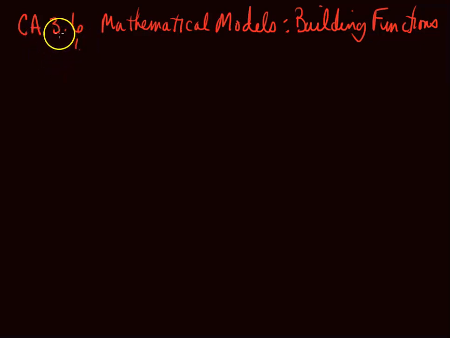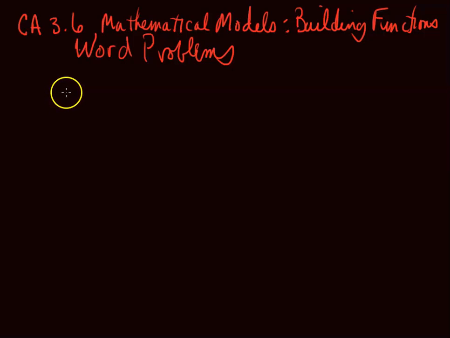College Algebra, Chapter 3, Section 6, the last section in Chapter 3, Mathematical Models, Building Functions, or our word problems. So that's what the objective is, just building functions, analyzing functions. We're going to go to page 267, and number 6.